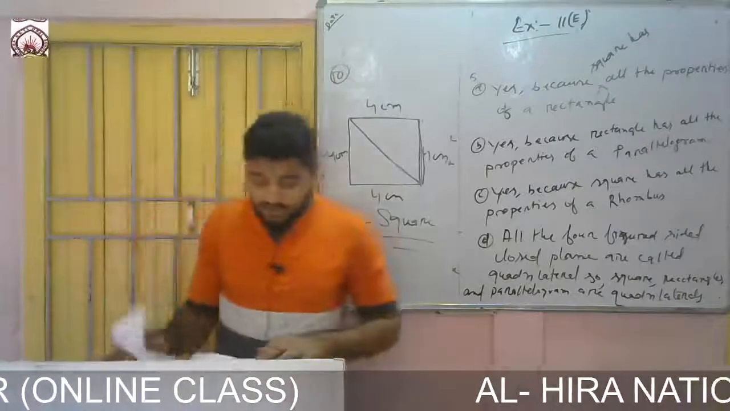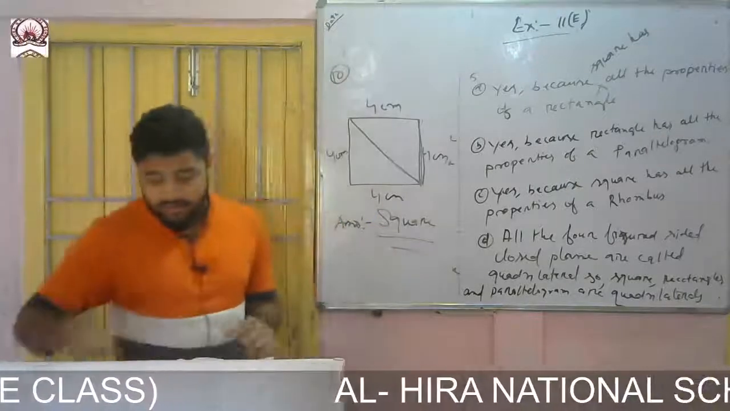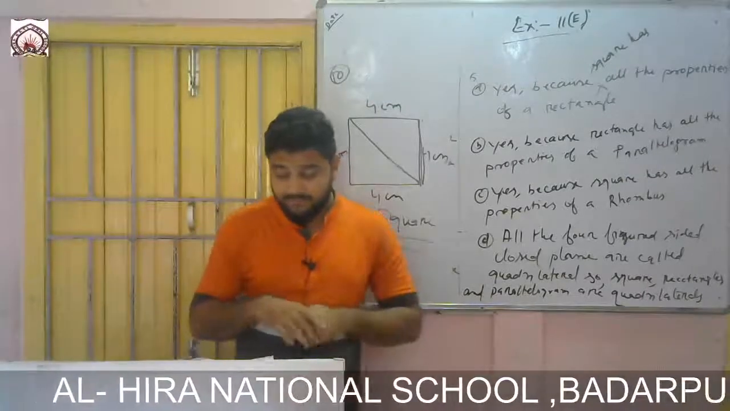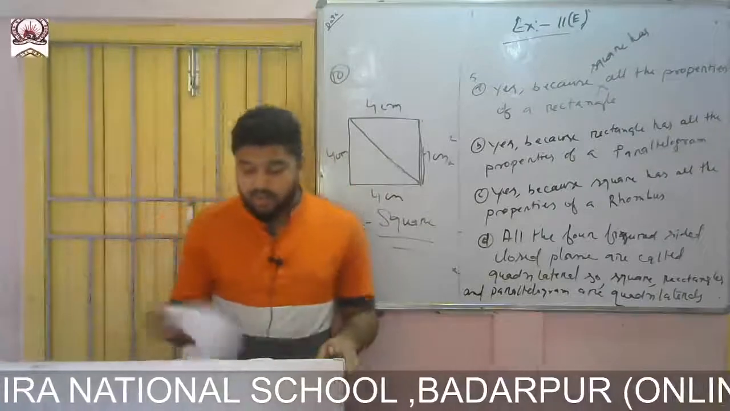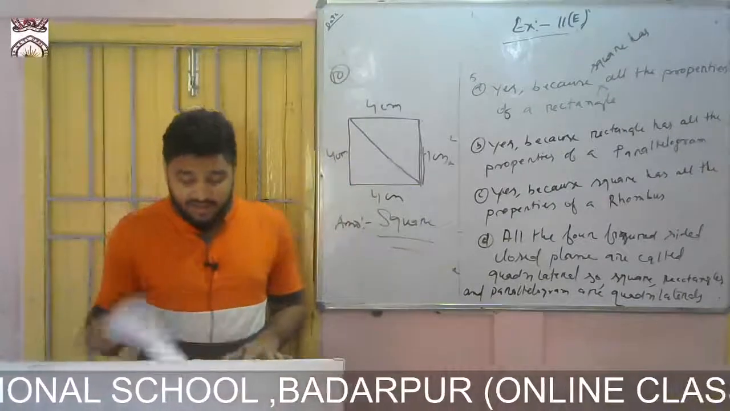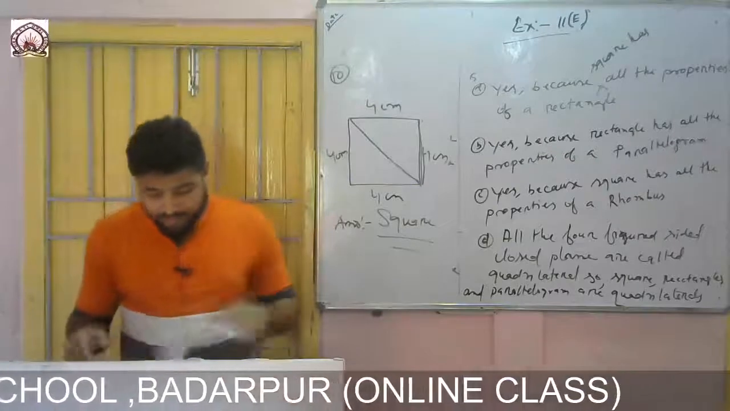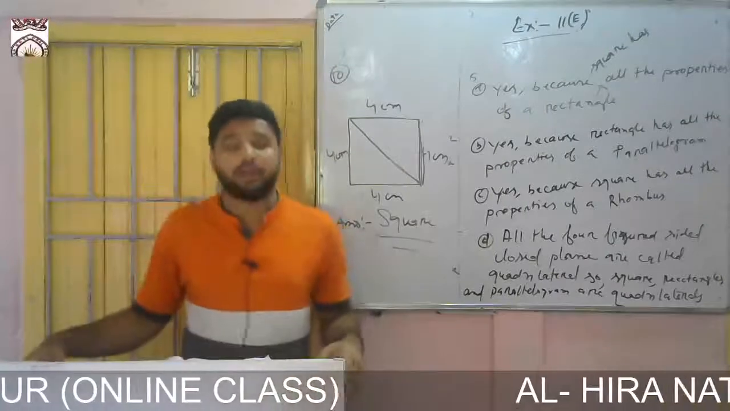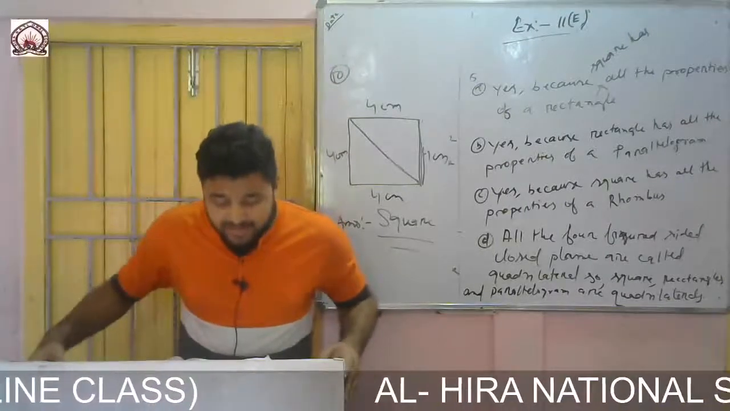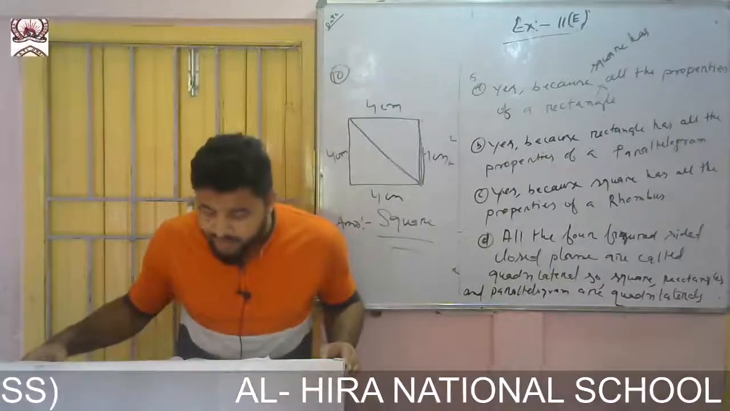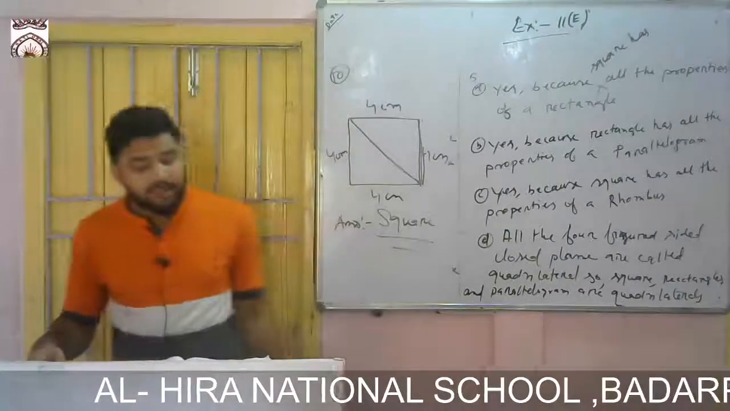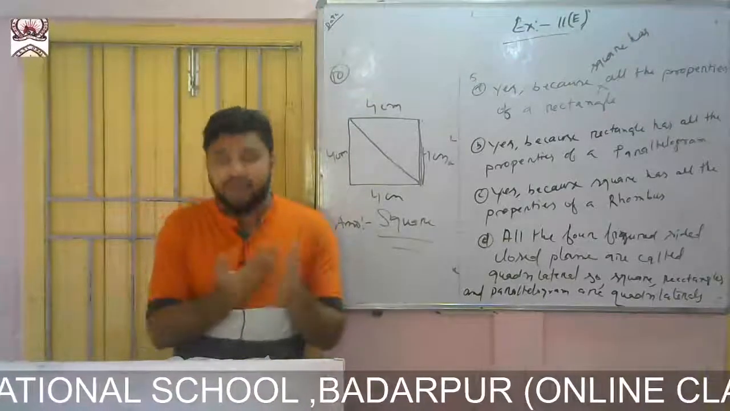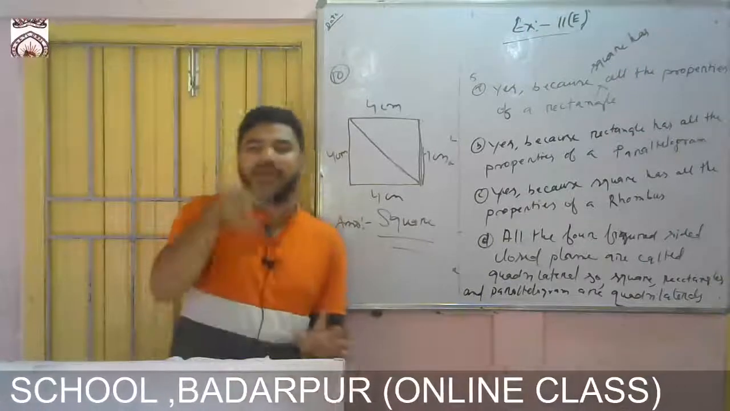Now come to exercise 11F. Before starting exercise 11F, I need to discuss some figures. Before that, I need to discuss what a polygon is. Polygons are simple closed figures that consist of line segments joined in turn. That means there will not be any curve.